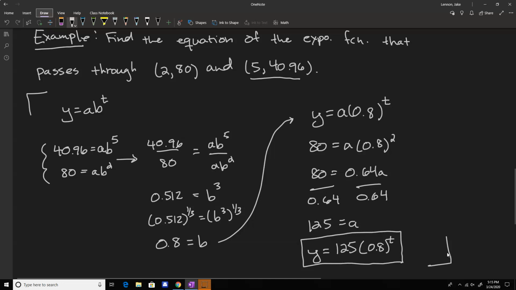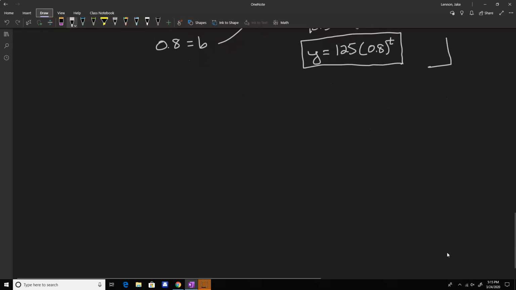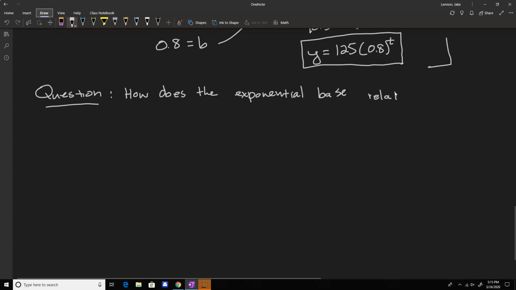Okay, so we said that these exponential functions are multiplicative in their output. So when something is multiplicative in its output, it's changing by a fixed percentage. So a question we can pose is, how does the exponential base relate to percentage change in the output?